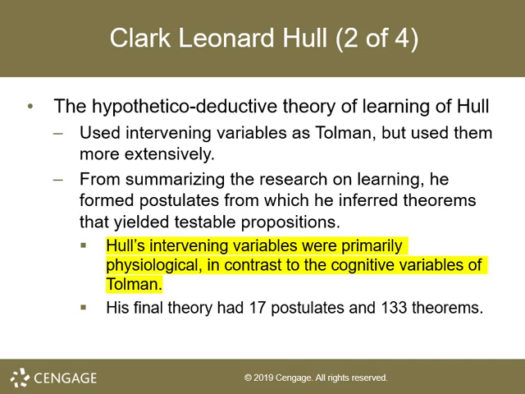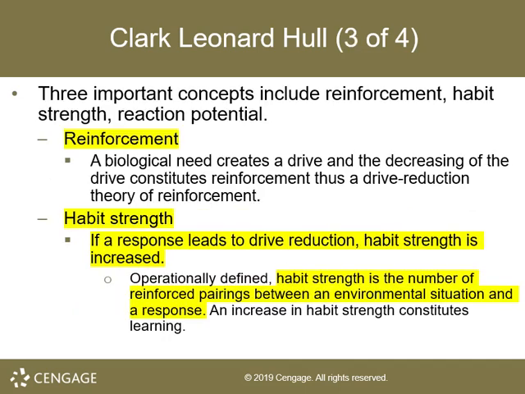Hull's intervening variables were primarily physiological, in contrast to the cognitive variables of Tolman, which we'll see a little bit later. So we have these intervening variables, these variables that come between one thing and another thing. So he's looking at these intervening variables which are physiological in nature. His final theory had 17 postulates and over 133 theorems. So the three important concepts that we mentioned include reinforcement, habit strength, and reaction potential.